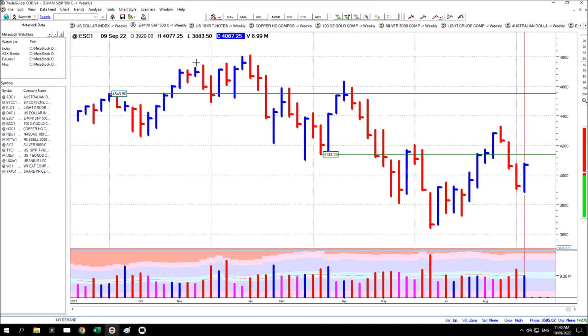Next chart is the E-mini S&P. This is the S&P 500 index futures. Through here we had a period of consolidation and some buying support came in. The market's moved up. This is the breakdown line. The price failed at the breakdown line and came down in line with the US dollar index for 3 weeks.